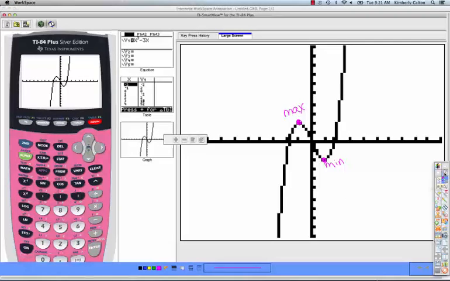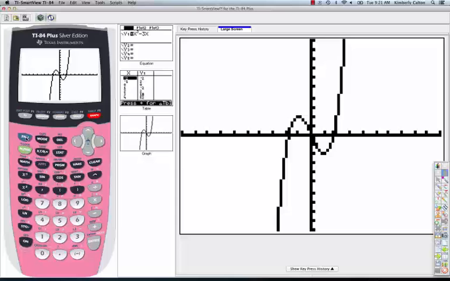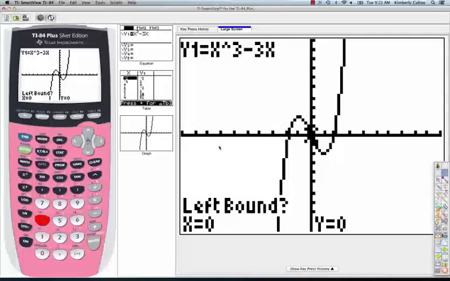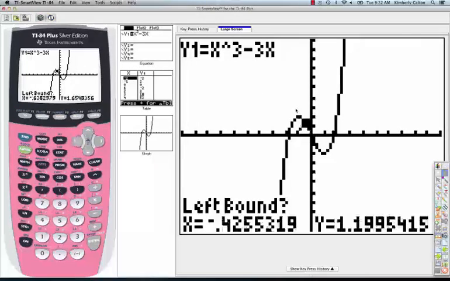So while we're working on this, we're going to press second, trace, and please notice that we need to find the maxima first. You can find either one, but I prefer to find the maximum. So notice that choice 4 is for maximum. I'm going to press 4, and notice that it wants the left bound. My cursor is currently to the right of this maxima, so I need to bring it over, and now I'm to the left.